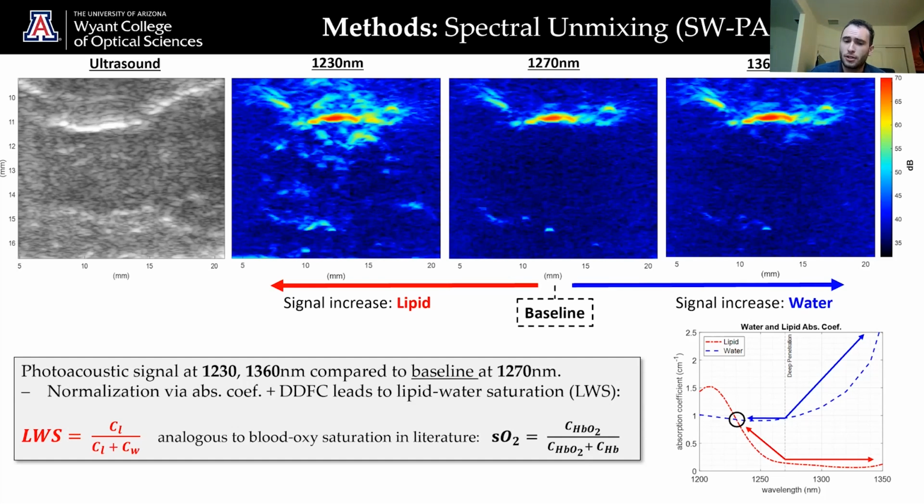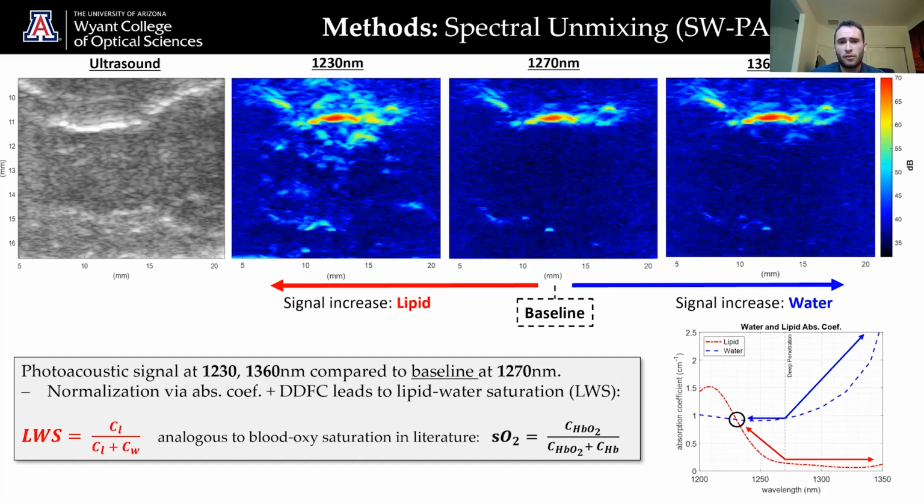If we have a baseline image at 1270 and we compare that with one at 1360, while lipid stays constant, even below probably the ability of our system to capture, the water increases dramatically. So on either side of this 1270 nanometer baseline, we can get an estimate of how much lipid there is and how much water there is. And we can do some cross correlation on the back end. But what this leads to is what we call the lipid water saturation.